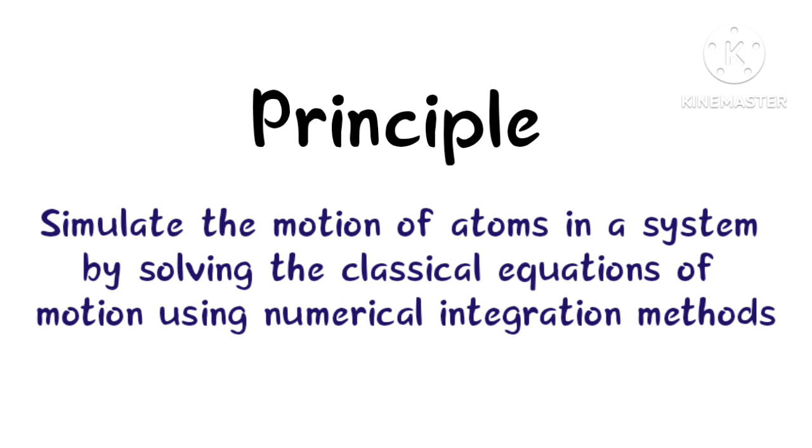In molecular dynamic simulations, a system is typically represented as a set of particles, that is, atoms or molecules, that interact with each other through a potential energy function. The potential energy function describes the interaction between the particles and determines the forces acting on each particle at each time step. The motion of particles is then calculated by integrating the equations of motion, which describe the position and velocity of each particle as a function of time.